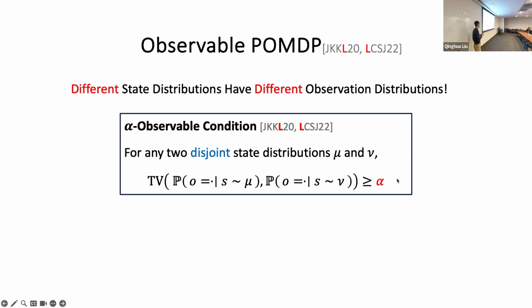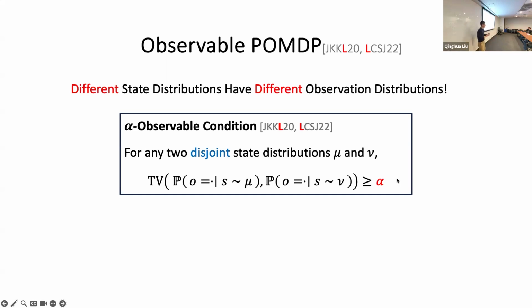To this end, we introduced the so-called observable condition. In short, it requires different state distributions, or different belief states, to have different observation distributions. And mathematically, for any two disjoint state distributions, we require their observation distributions to have TV distance at least alpha. So alpha is some positive constant.